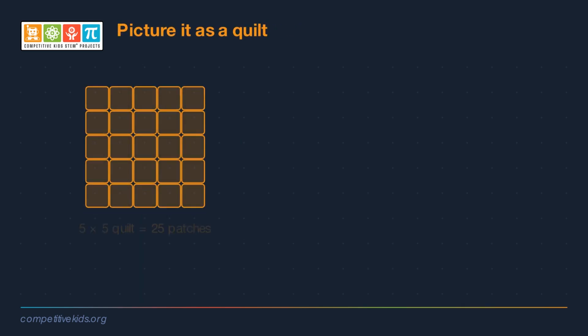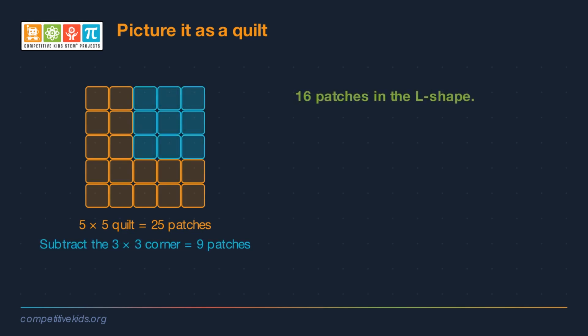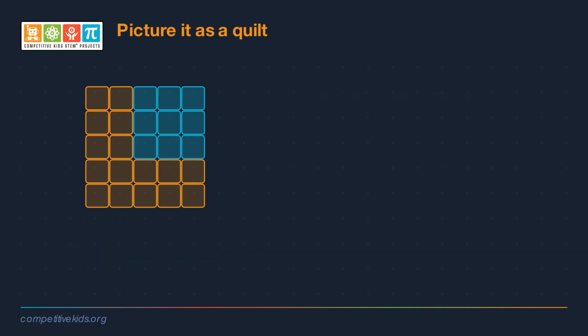Picture it as a quilt. A 5x5 quilt has 25 patches. Now subtract a 3x3 corner. That removes 9 patches. The L shape that is left has 16 patches. So the L shape is exactly 5 squared minus 3 squared.